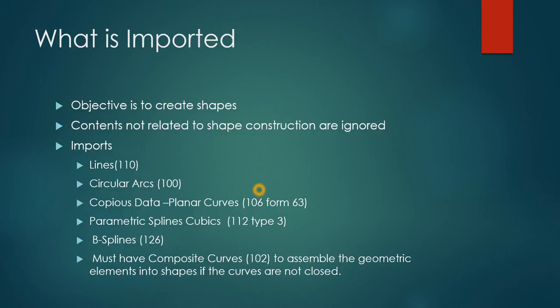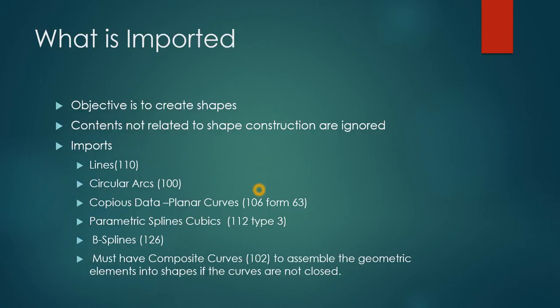So what it does import are lines, which are type 110s, circular arcs, which is a 100, copious data, planar curves. So that's a type 106, and then there's a form 63. There's many different types of copious data. It's only the planar curves that are imported. Parametric splines, which are 112s. 112 is a hodgepodge of different types of splines. The only one that's imported is the cubic power series polynomial.